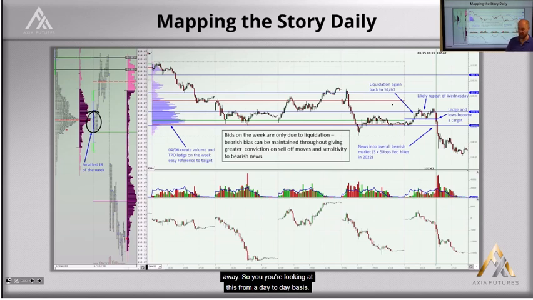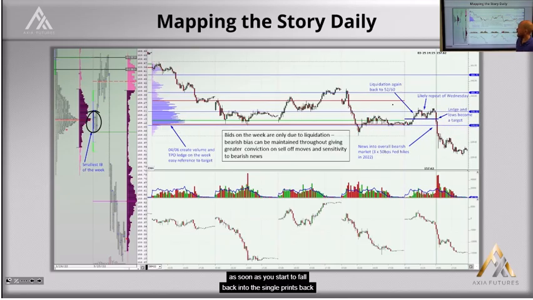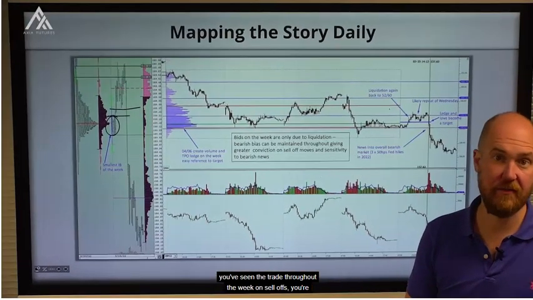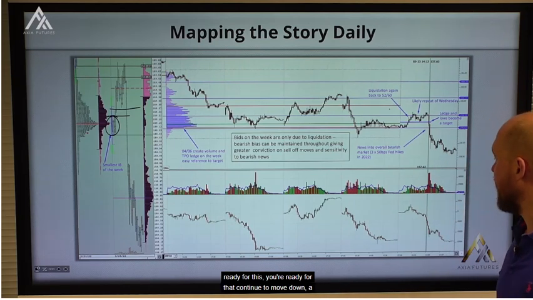So you're looking at this on a day-to-day basis now. Overall, you're bearish. Overall, you're thinking that as long as we're staying down in this little zone, the 60 to 07 area, we're looking for the move down. You get the quick zip up, that's fine. And then as soon as we start to turn back, as soon as you start to fall back into the single prints, back inside the IB, that ledge is a target. And because of the way you've seen it trade throughout the week on sell-offs, you're ready for this. You're ready for that continued move down.